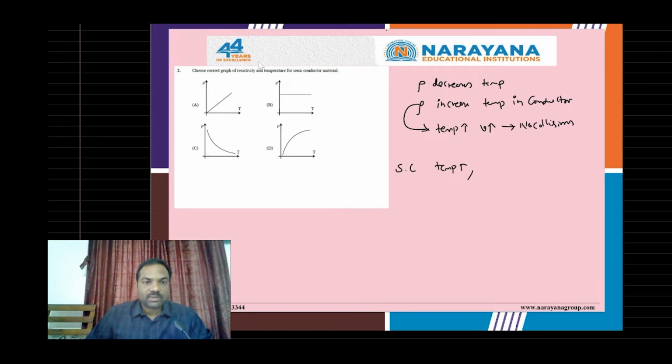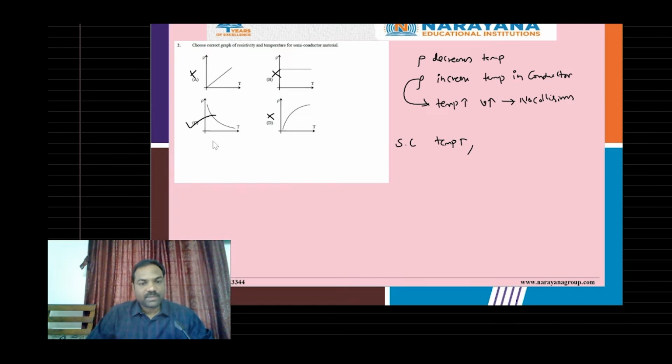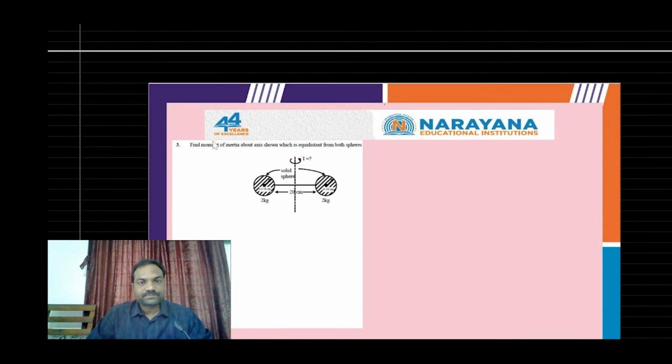Out of all the four options, obviously the first one is dropped. Why? Because as the temperature increases, resistivity is increasing. In the other, it is constant, so this is also wrong. Here, as the temperature increases, resistivity is increasing, so D you can also drop, and the correct option you can choose is C. Let us go with the next question.